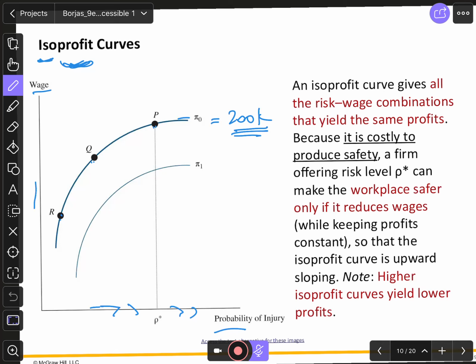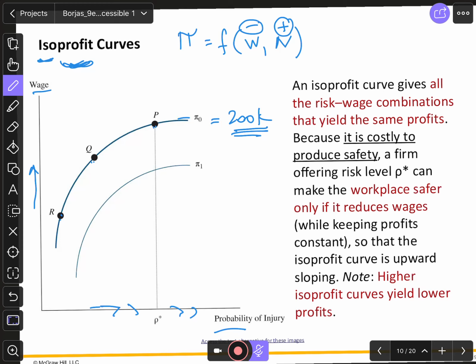Of course, higher wages imply lower profit. So you can think of it as the profit being a function of wages and probability of injury. Let's call it N for noise. Of course, the higher the wage, the higher the cost of production, and the lower the profit. So this one is negative. This one is positive because the higher the probability of injury, the higher the profit, because the firm is saving money.